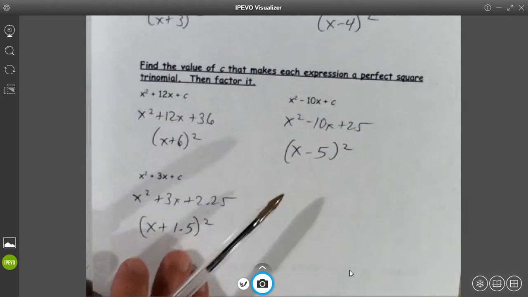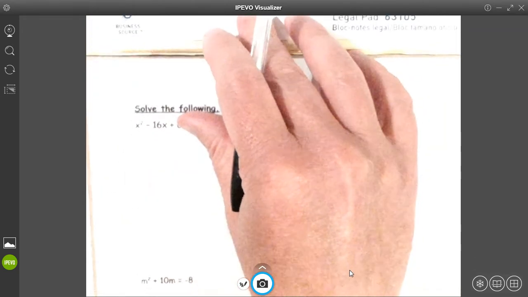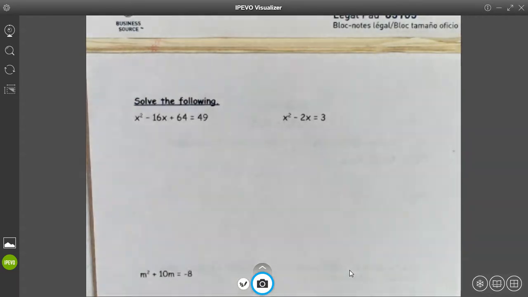All right. So what? Now, we can make things a perfect square. Well, how does that help us solve these things? Let's take a look at three examples here, and then we'll go from here.